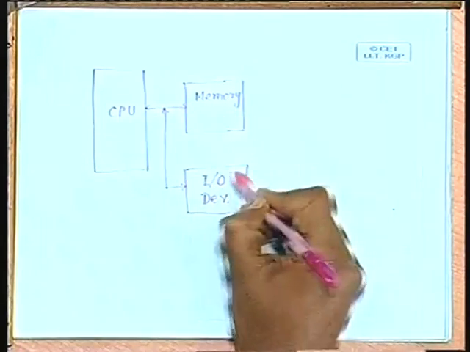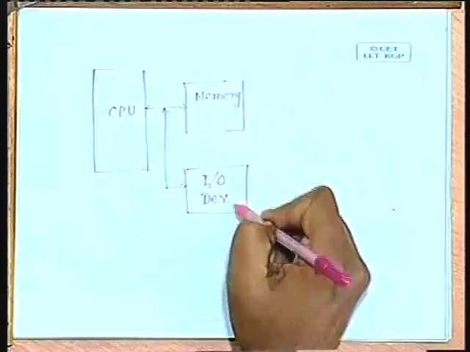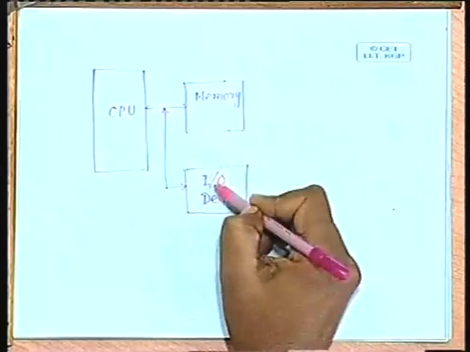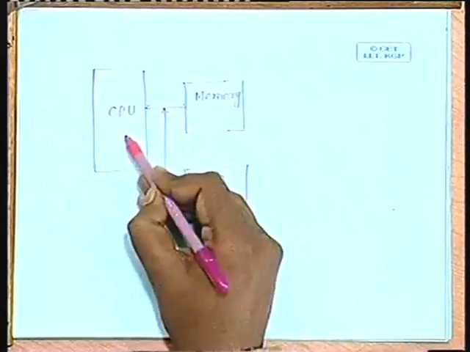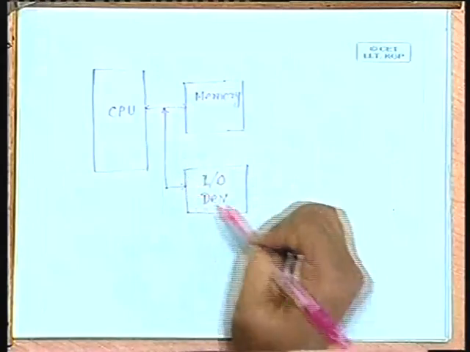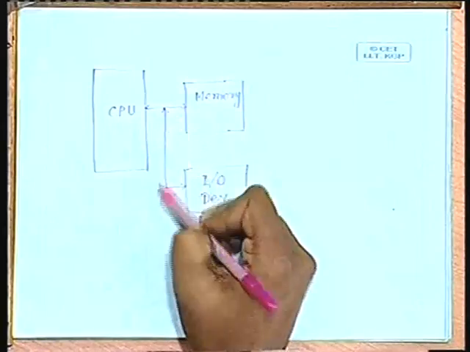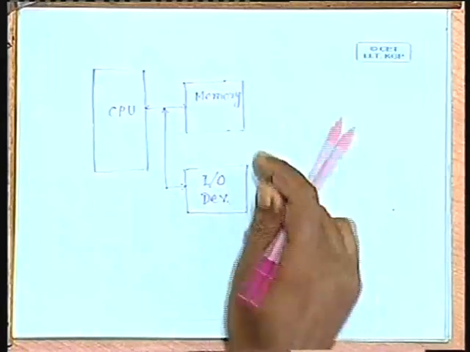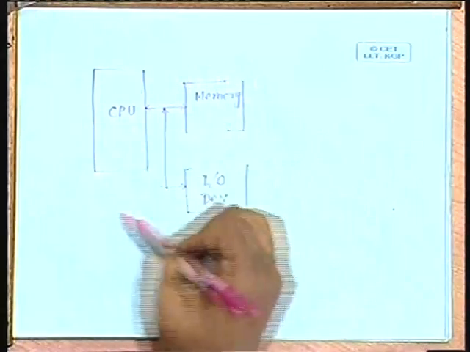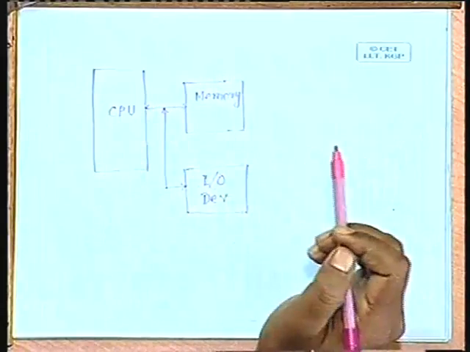Similarly, if you want to read a data from an input device, then the data moves from the input device to the CPU, and if you want to write a data to the output device, then data moves from the CPU to the output device. So, this is the basic high level view of a computer.